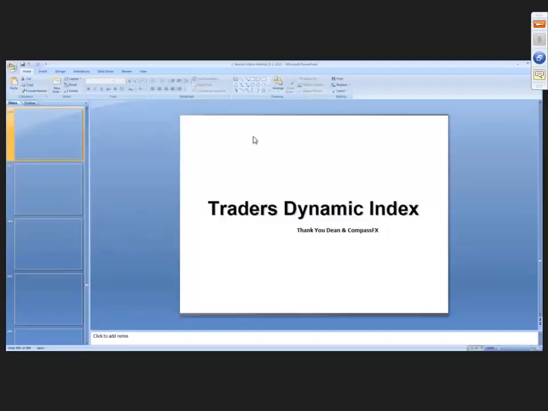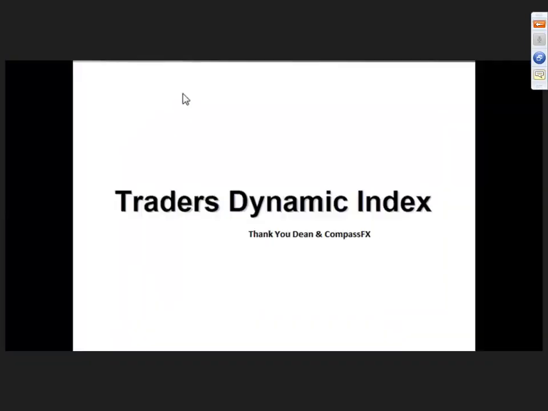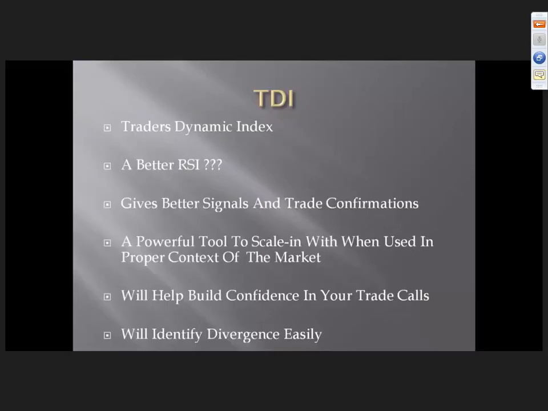All right. I want to give kudos to Dean. These are his slides. He was kind enough to allow me to use them. I'm going to illustrate how we use TDI for our trades, for our purposes. All right, so TDI is based on the RSI. Stands for Traders Dynamic Index. I've heard people call it Trend Determination Index. It's Traders Dynamic Index. I think it's a better RSI.